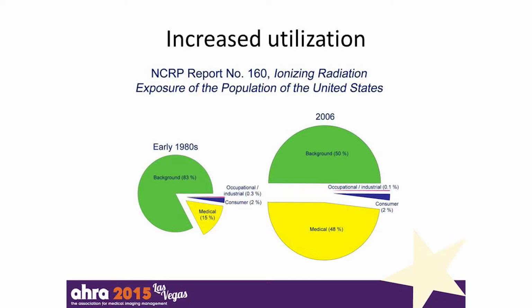With this rise in CT utilization, there's also an increase in the radiation exposure to the US population. In the early 1980s, the vast majority of the exposure to the US population was from background radiation, cosmic rays, and radon gas. That component of the background exposure hasn't changed much. But what has changed is the exposure to the US population from medical imaging. And it's grown to almost 50% of the exposure to the US population. And primarily that's due to increase in CT.